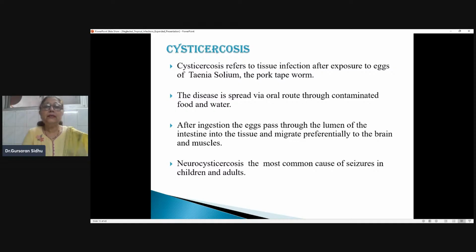Cysticercosis, again, is an infection caused by exposure to eggs of Taenia solium, or what we call the pork tapeworm, and it spreads via the oral route through contaminated food and water. After ingestion, the eggs pass through the lumen of the intestine into the tissue and migrate preferentially to the brain and muscles. In a patient of neurocysticercosis, we've always tried to find out whether he has cysticerci in the muscles or not.